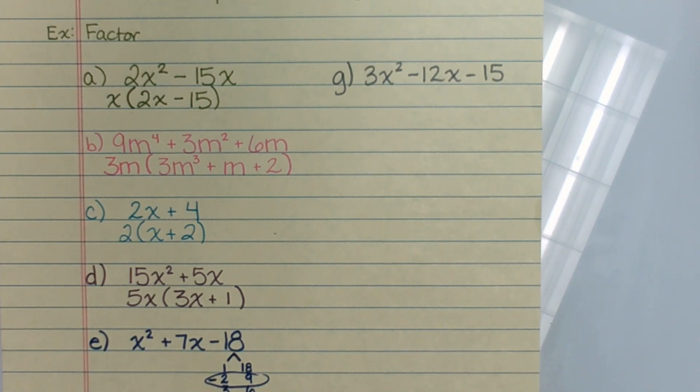3x squared minus 12x minus 15. There's no longer just an x squared. There's a 3 in front of it. Is this going to be a problem? No. How do we approach it?